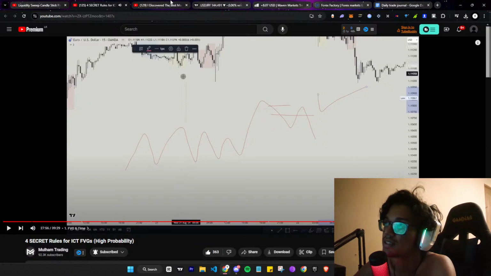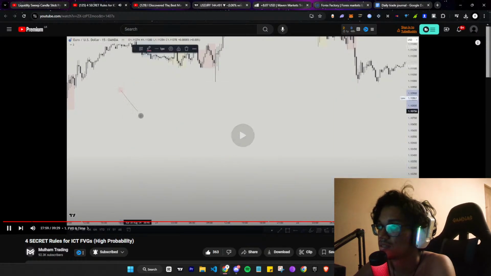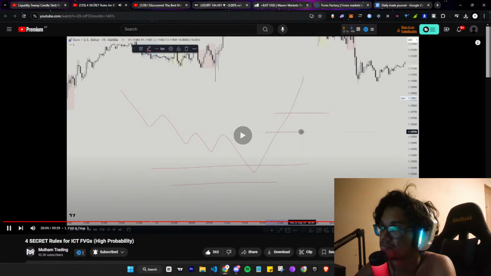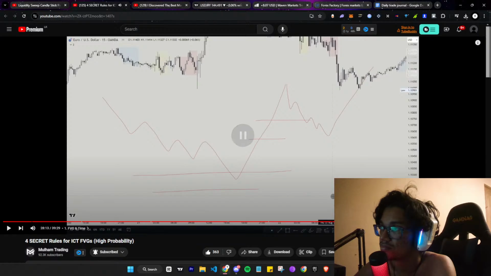Most of the time, actually, a low probability one. Unless we had Asian session trending, reaching a 4 hour fair value gap, if we're looking at the 15 minute, and then reacting off of it. Then, if there's a fair value gap here on the Asian session, it can actually hold.